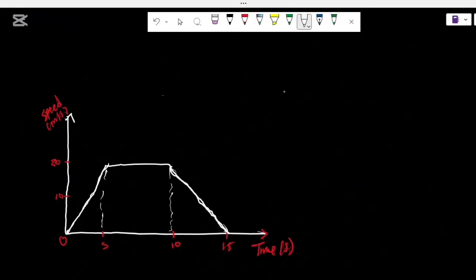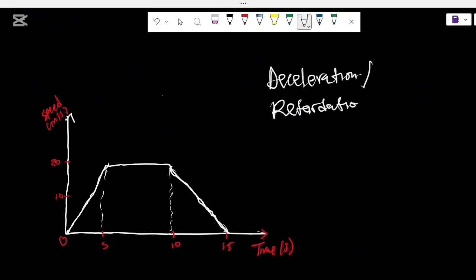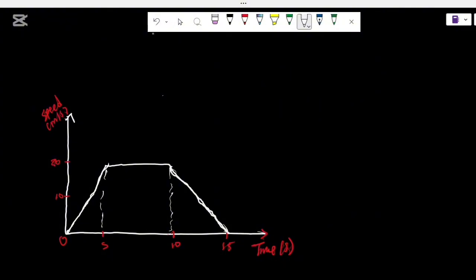Now, the negative acceleration is also called deceleration, or it is also called retardation. Now, when we are asked to find the deceleration or the retardation, the formula is just the same. It is the same formula for acceleration, which is final velocity minus initial velocity over time. Except that since this is talking about deceleration, we are going to get a negative acceleration.